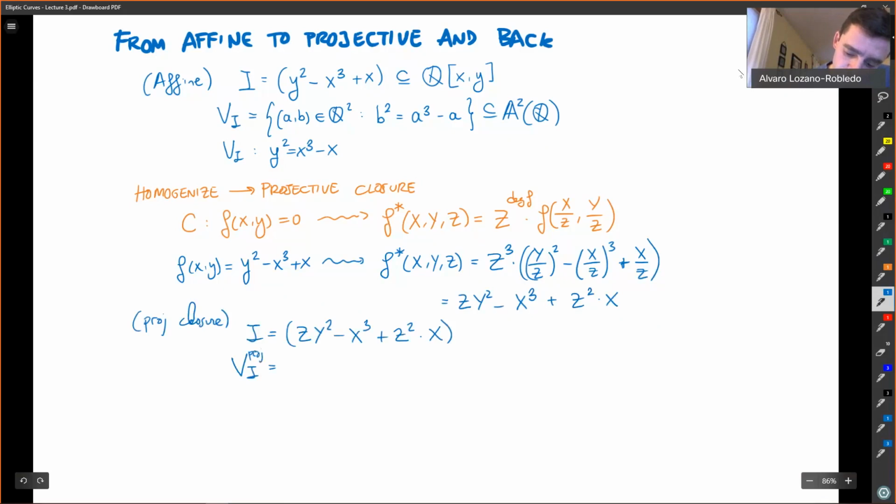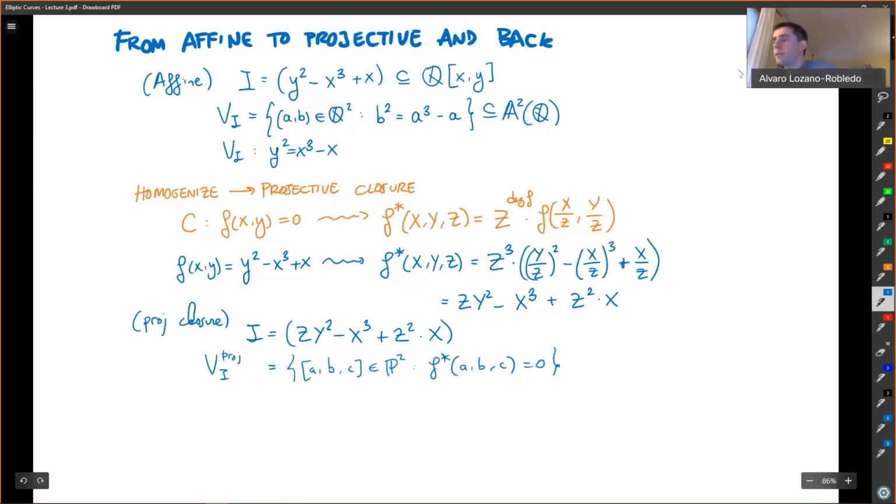I'm going to call it V(I) projective, and that is going to be the set of projective points (A, B, C) such that they satisfy that equation, such that f star of (A, B, C) is 0. Great. So this is now the curve in projective space, and it is given by f star equals 0.